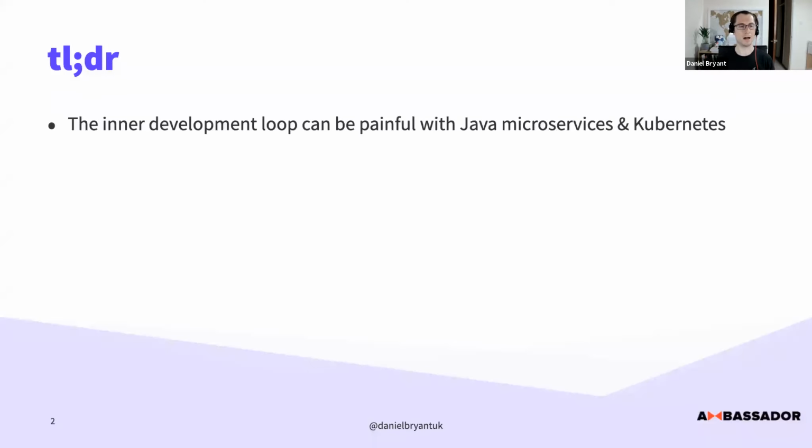So the TLDR is the inner dev loop when you move to Kubernetes can be quite painful with microservices and Kubernetes. Microservices, just more of them. Kubernetes adds more layers in the stack. So that real fast feedback loop we all know and love, hot reloads, can be quite tricky to get when you're in that kind of space, the cloud native ways of working.